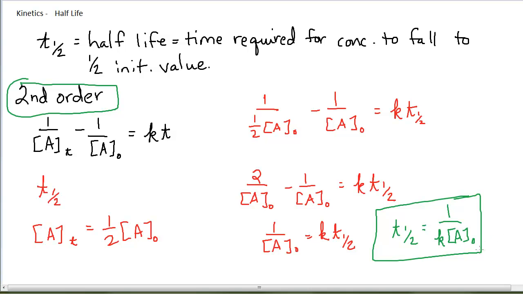Again, not nearly as useful as in a first-order process, but you still might have a second-order process where you're given some information about a half-life. So there we can see how this works.